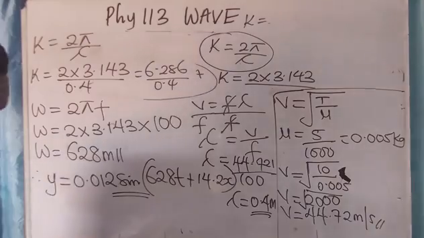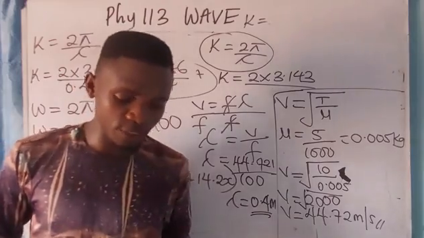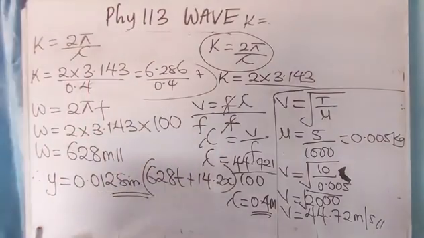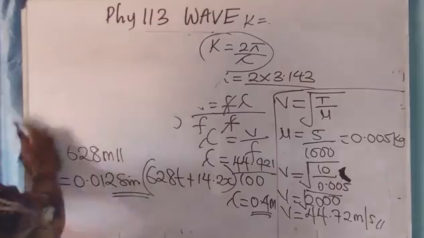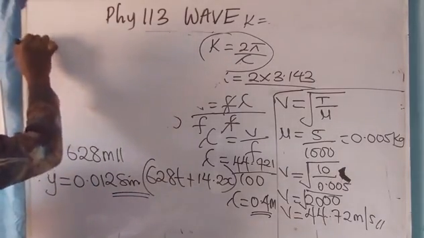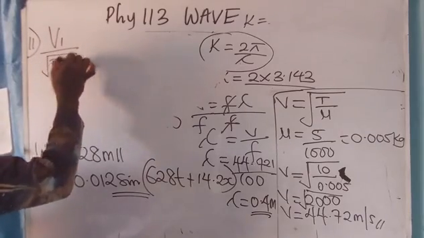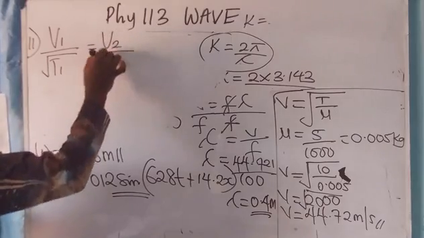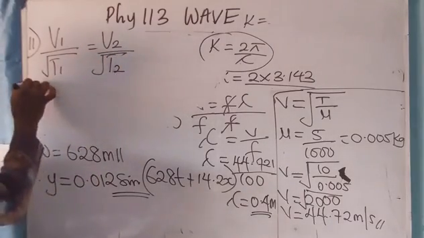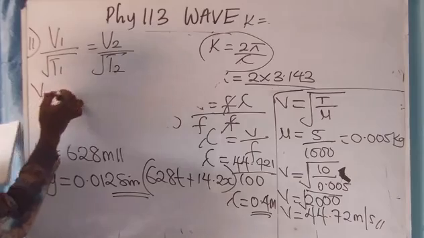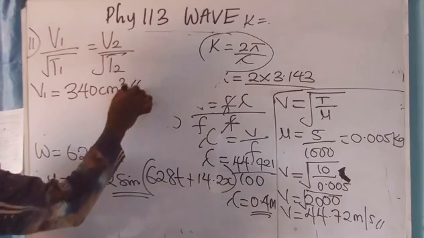So at this point, to call it a day, you are to solve question 11 and 12. Let me give the formula you are going to use in question 11 and 12. The formula for question 11 is V1 over square root of T1 equals V2 over square root of T2. Don't forget that V1 has a constant, which is 350 centimeter cube.